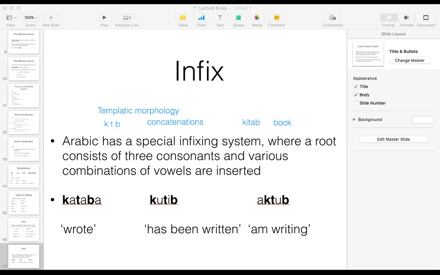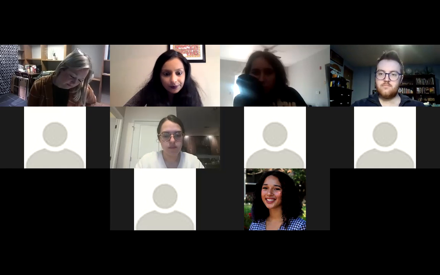Very cool, right? If you ask me, I love the way Arabic does its morphology. This is something that you can definitely steal for your constructed language, right? And play around with it, if that's something that you're interested in doing. I really like the way that Arabic actually does this.